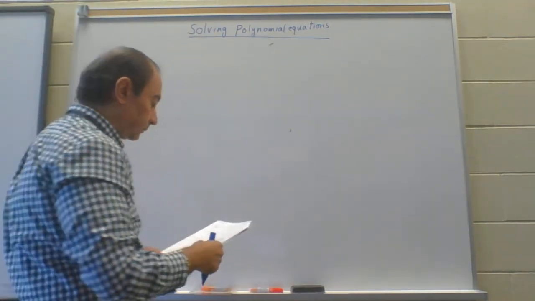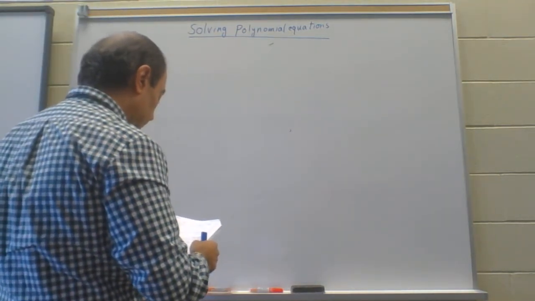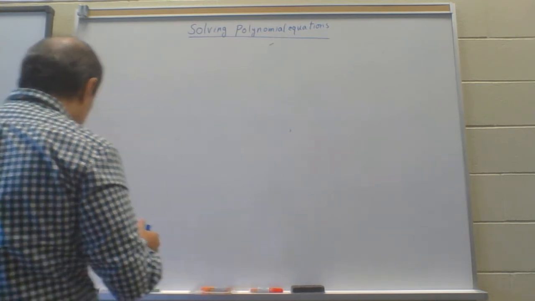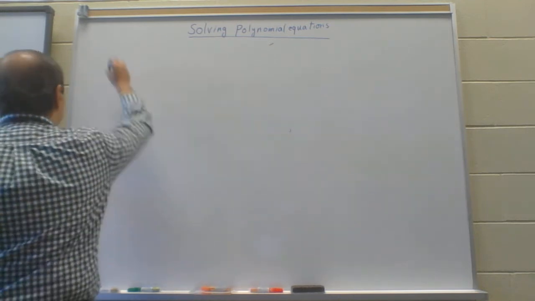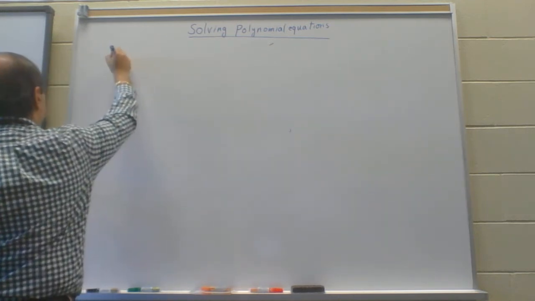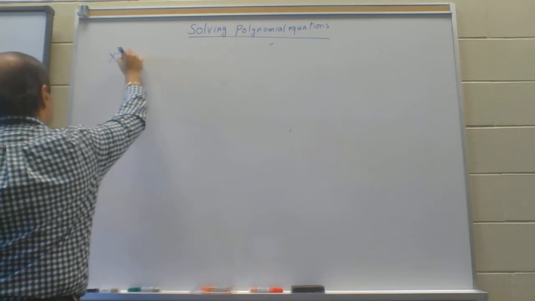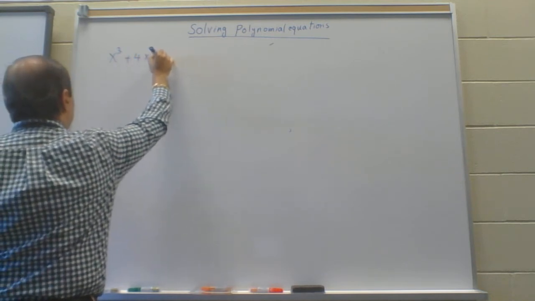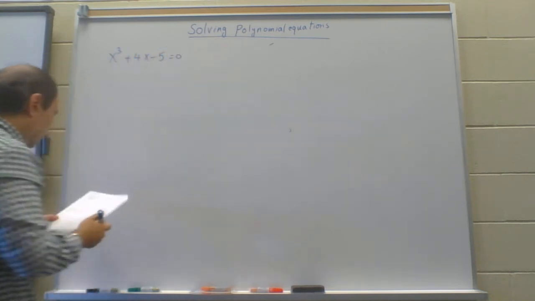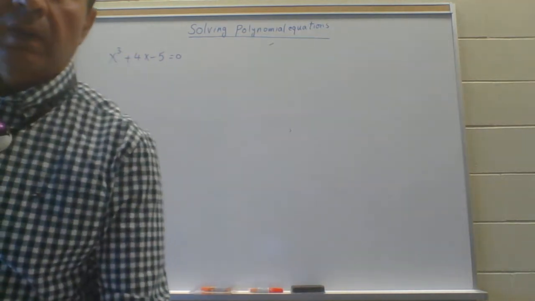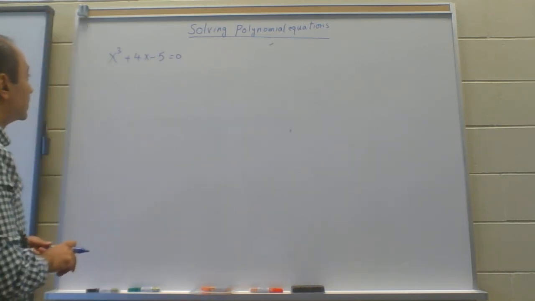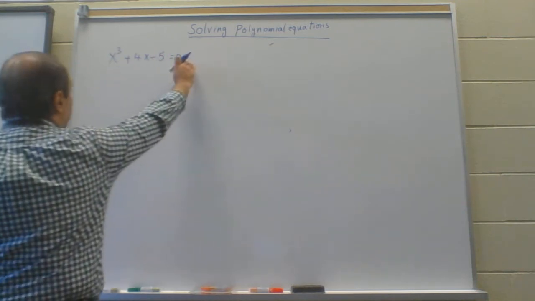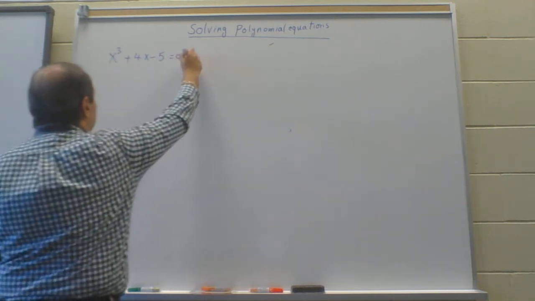Example 2. Let's say we have x cubed plus 4x minus 5 equals 0, and we need to solve this polynomial. So the first thing I would do is make sure that I have a 0 on one side. Yes, I do.